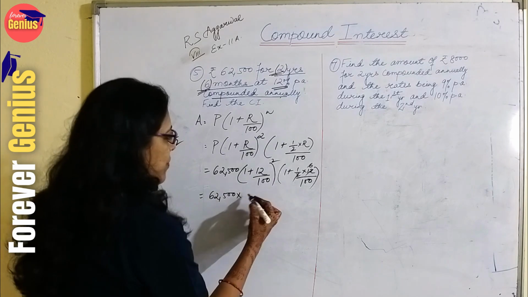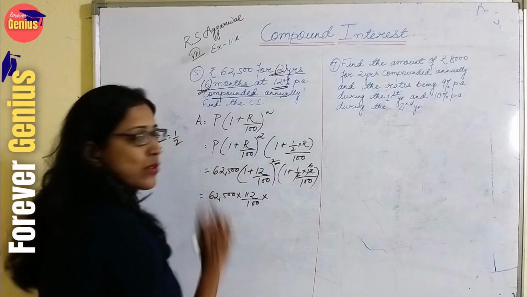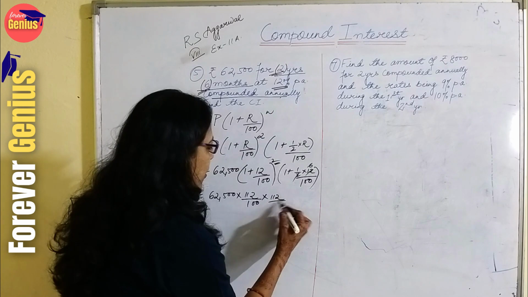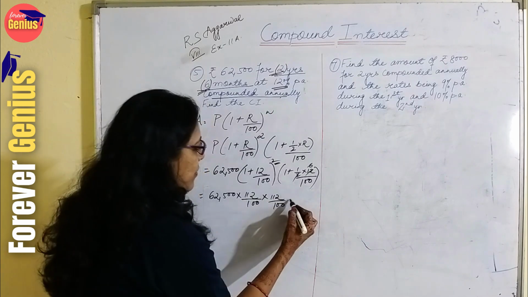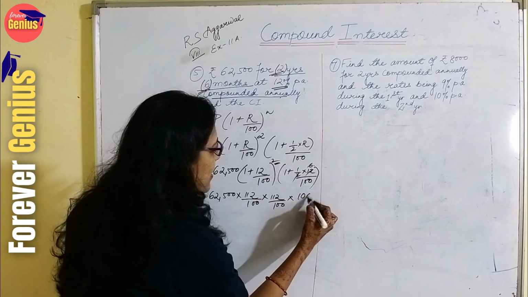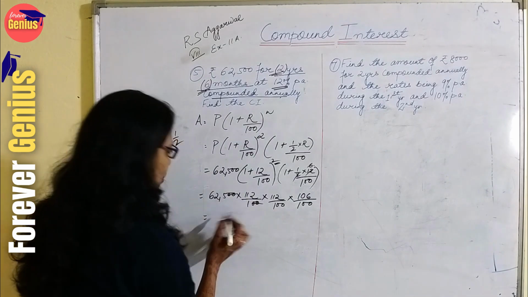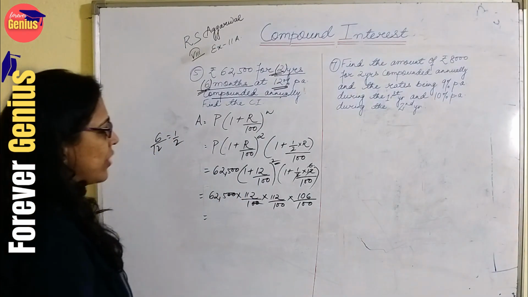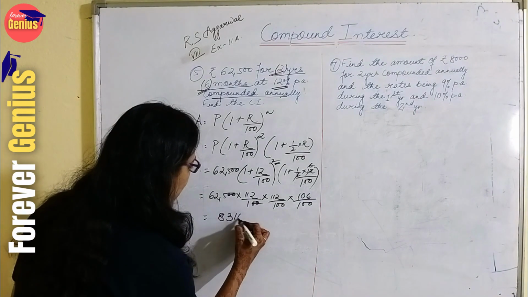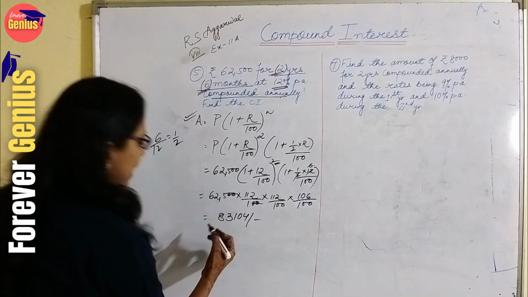Now this is 62,500 into 112 by 100. Again, because it is to the power 2, we will use 112 by 100 again. Then into, now this is 6, so this is 106 by 100. Now we will straight away do the calculation. After doing the calculation, we got 83,104.